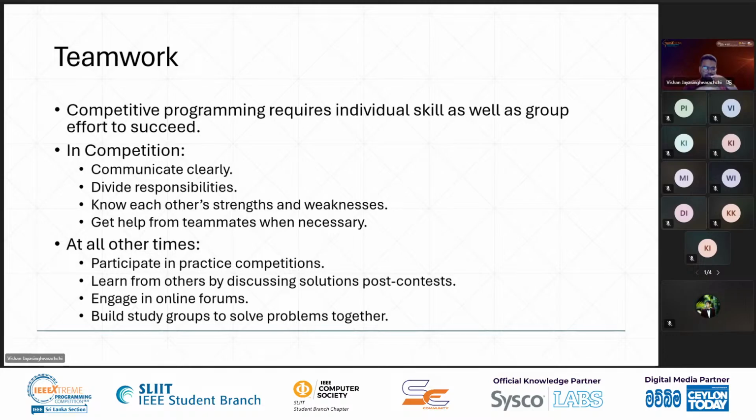And number two, learn from others by discussing solutions post contest, right? Once the contest is over, don't just close your laptop and think, okay, this is done, we'll just go home now. Yeah, you can do that, but at least maybe the day after the competition, get together and discuss the solutions you came up with, right? And maybe ask others for feedback on your solution, right? That's how you improve. Don't be scared of getting criticism and feedback, because criticism helps you improve, right? Just discuss, get criticism, give criticism. Of course, I mean in a positive manner, right?